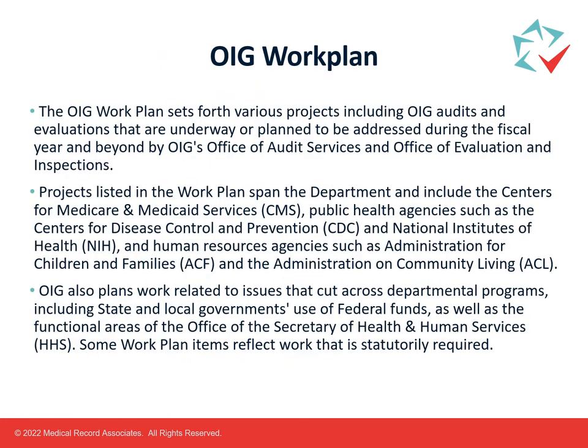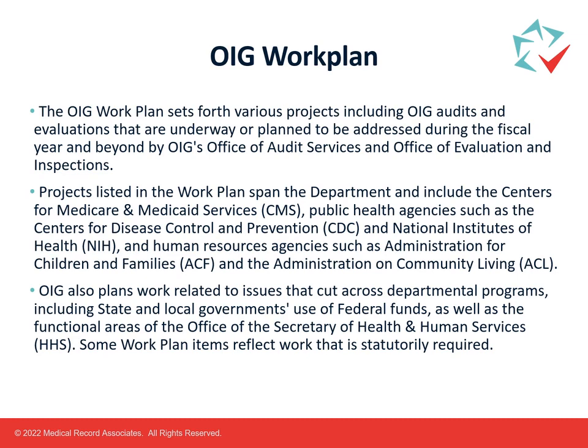The OIG work plan is an important document that outlines all the different projects that the OIG will be working on within a given year. However, the OIG work plan is a fluid work plan. They can update it at any time during that year. So yes, we look at the annual work plan when it's published, but we should continue to look at it throughout the year.